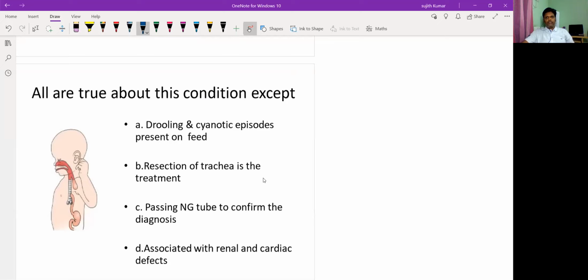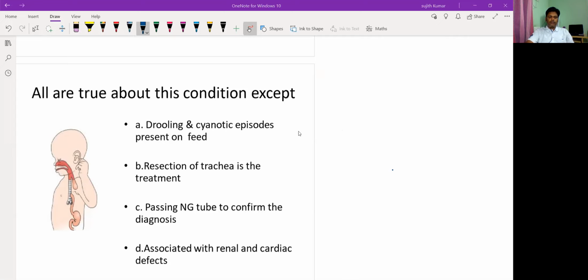Okay, all are true about this condition except. Okay, what are the answers? First, what is this condition? Pranav is correct. Lavanya also correct. Lavanya, Priya. Vishwanath. Tamil Selvi. Okay, so you all know this answer.